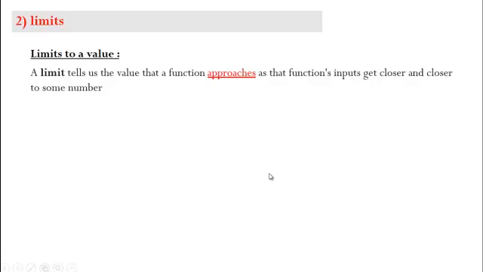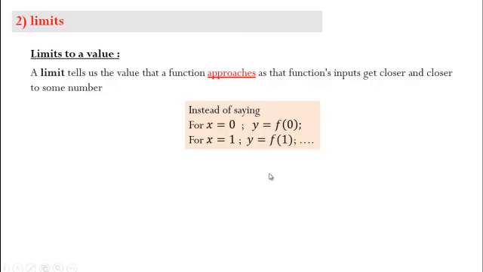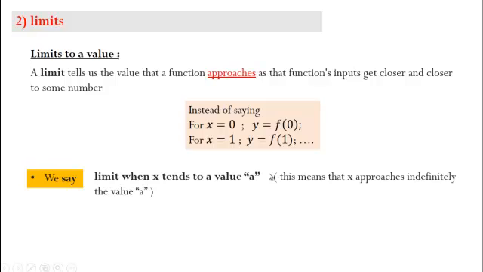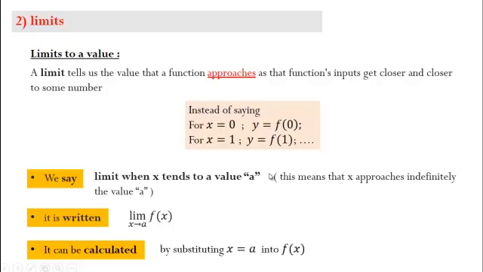Okay? So for example, instead of saying for x equals 0, y equals f(0), we say limit when x tends to 0, or when x tends to 1. This means that x approaches a, or approaches 1 or 0, according to the value. Now how do we write it? It's written limit when x tends to a, and it's calculated by simple substitution. It's the same thing as saying for x equals 0: we simply substitute the value. This is in the case where we have a limit to a value and not a limit to infinity.